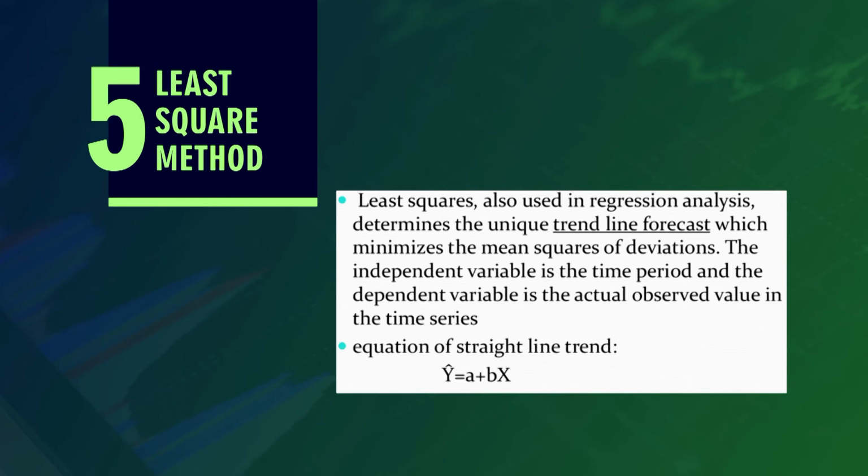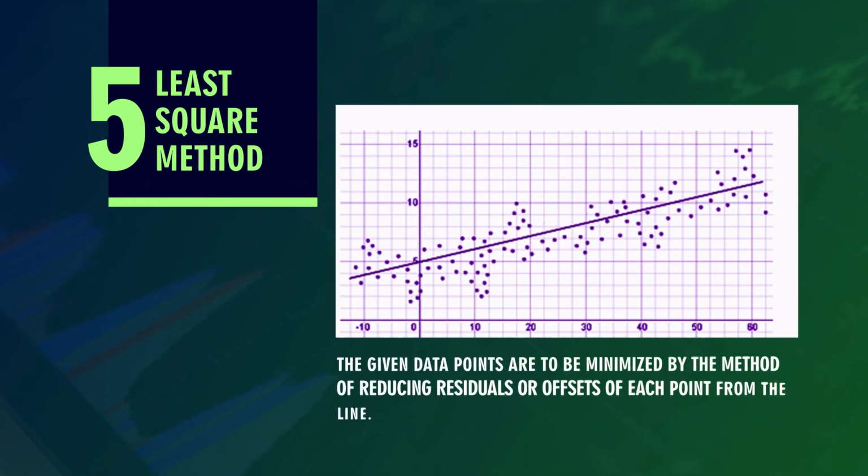The independent variable is the time period, and the dependent variable is the actual observed value in the time series. So if you are going to formulate the equation of a straight line trend, the equation could be y = a + bx. If you see this particular image, the given data points are to be minimized by the method of reducing residuals or offset of each point from the line. This is the best fit line which we have created: we first plotted the variables on the x axis and y axis, and then the best fit line is created.